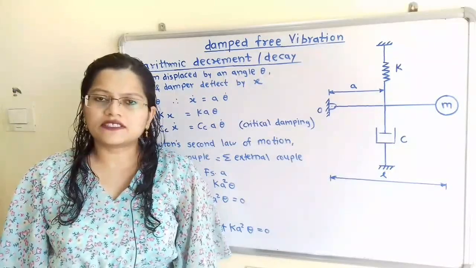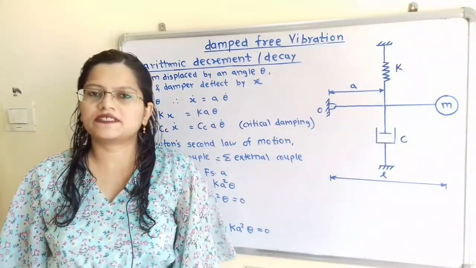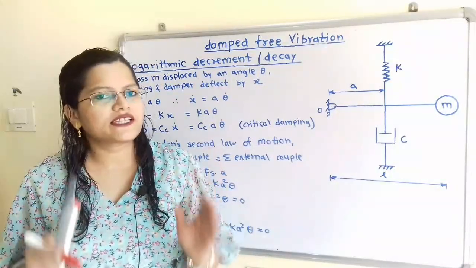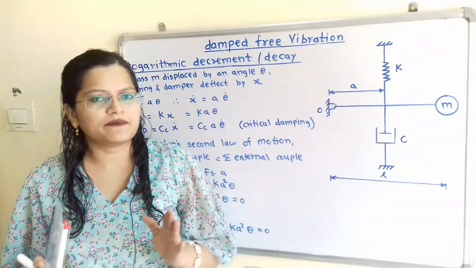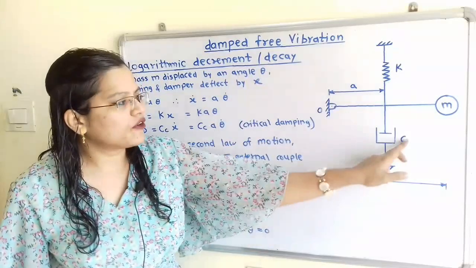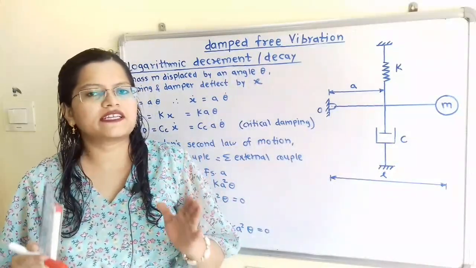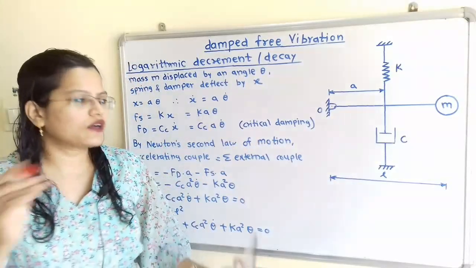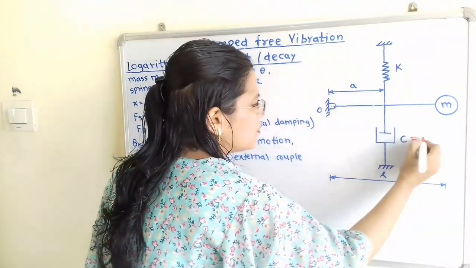The system considered is a critically damped system, and it is mentioned in the question. So for the critically damped system, we know that damping coefficient C is equal to critically damping coefficient Cc. So for this question, we have to consider this C is equal to Cc.